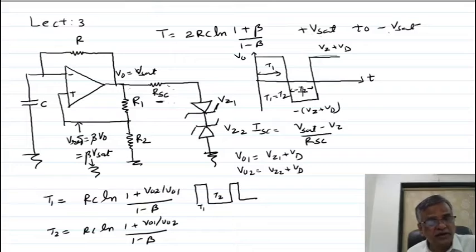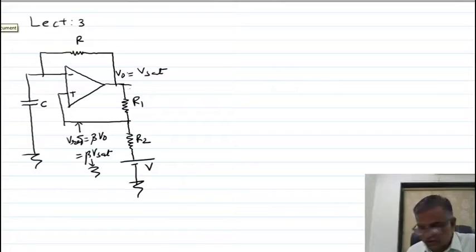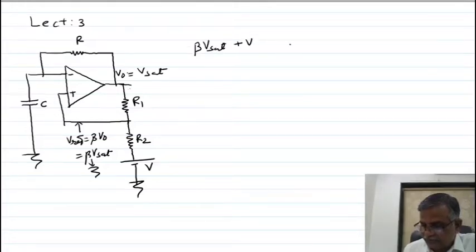But if you want to get the asymmetrical square wave output, then you can use a Zener diode with a different breakdown voltage, and in that condition T1 and T2 are given by this equation. If you connect the DC voltage battery as shown in the figure, then the capacitor will swing between these two voltage levels.